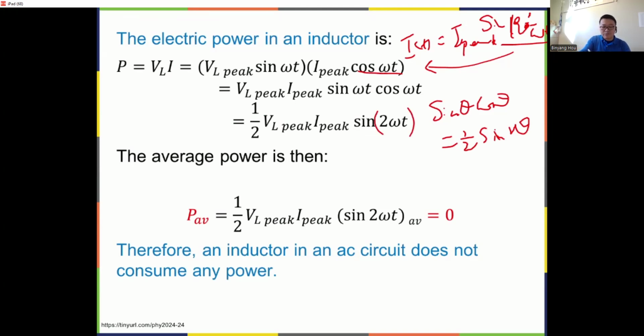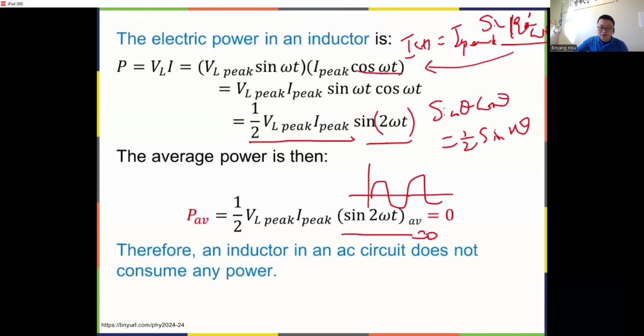And then if you do the average, these are all constant values. 1/2 is constant, peak voltage is constant, peak current is constant. Then you are just averaging this sine function. As we know, half of the time a sine function is positive and half of the time it is negative, so the average of that would be 0. This gives you the conclusion that the average power consumed by the inductor is actually 0.